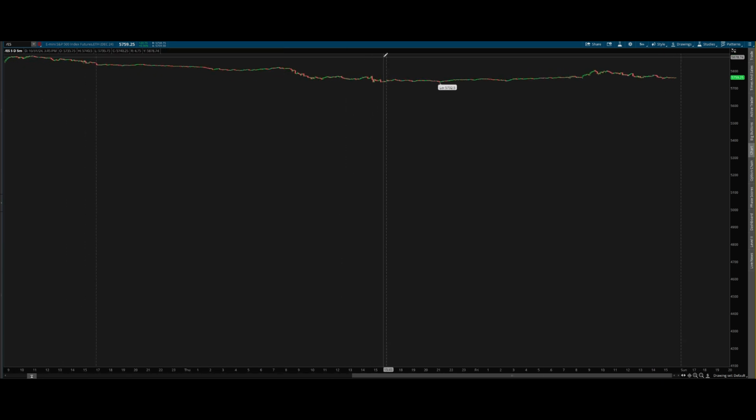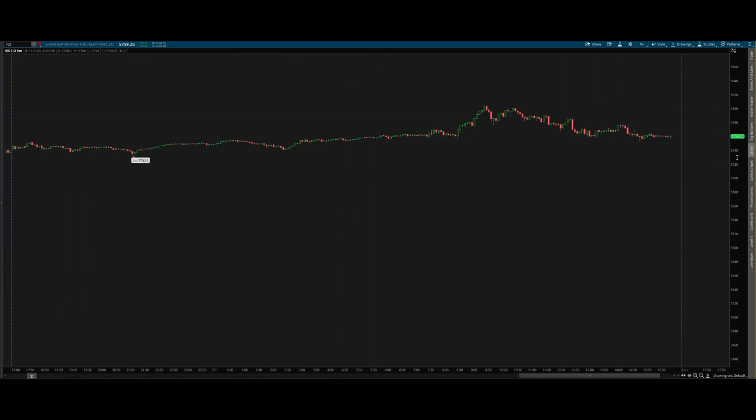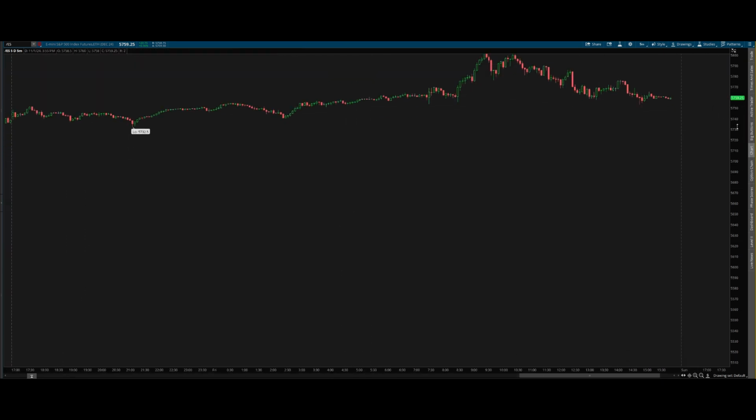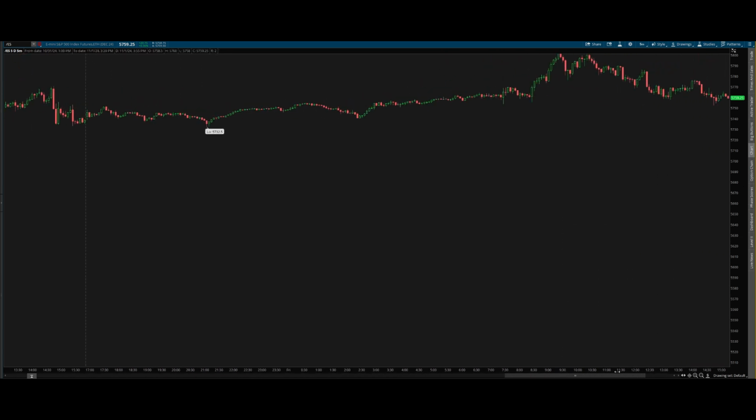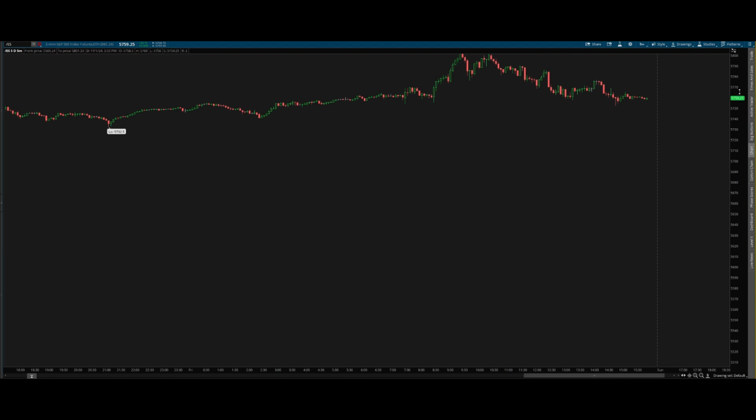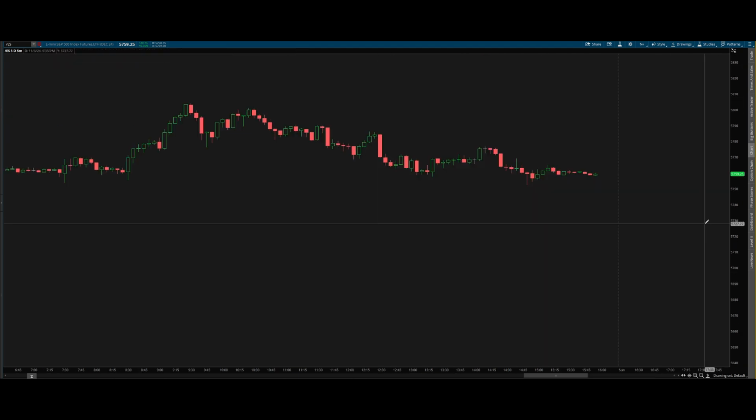Just bear with me as I manipulate all of this. But you'll notice leading into the close, not much of a big day or anything like that. Still very choppy, very inside, and I think we're going to be seeing that today, which is Monday the 4th, as well as tomorrow the 5th and Wednesday the 6th.